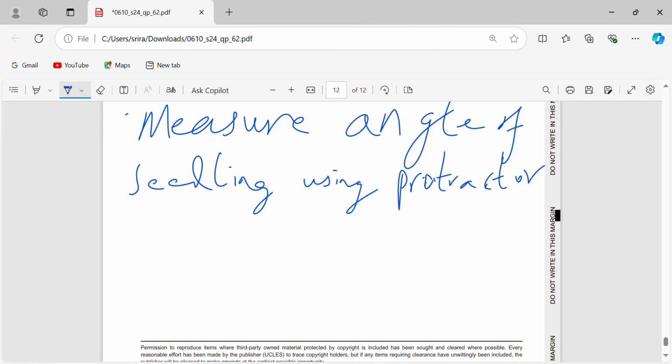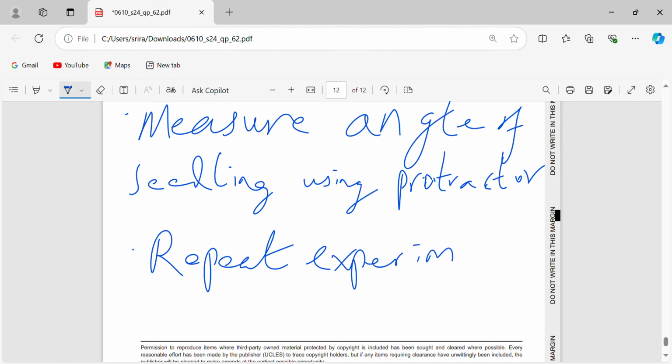So for the accuracy, repeat the experiment maybe 2-3 more times. So let's just write a point for the accuracy here. Repeat experiment. You can write any number. I'm just going to write 2 times. 2 more times.